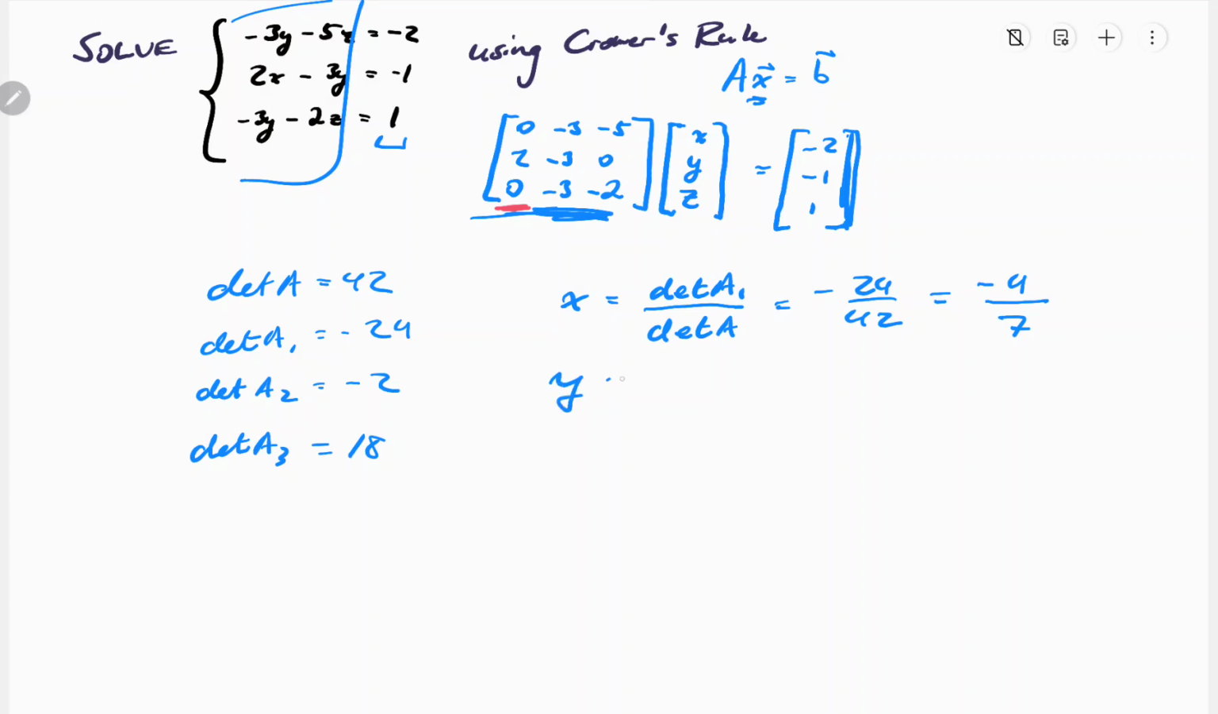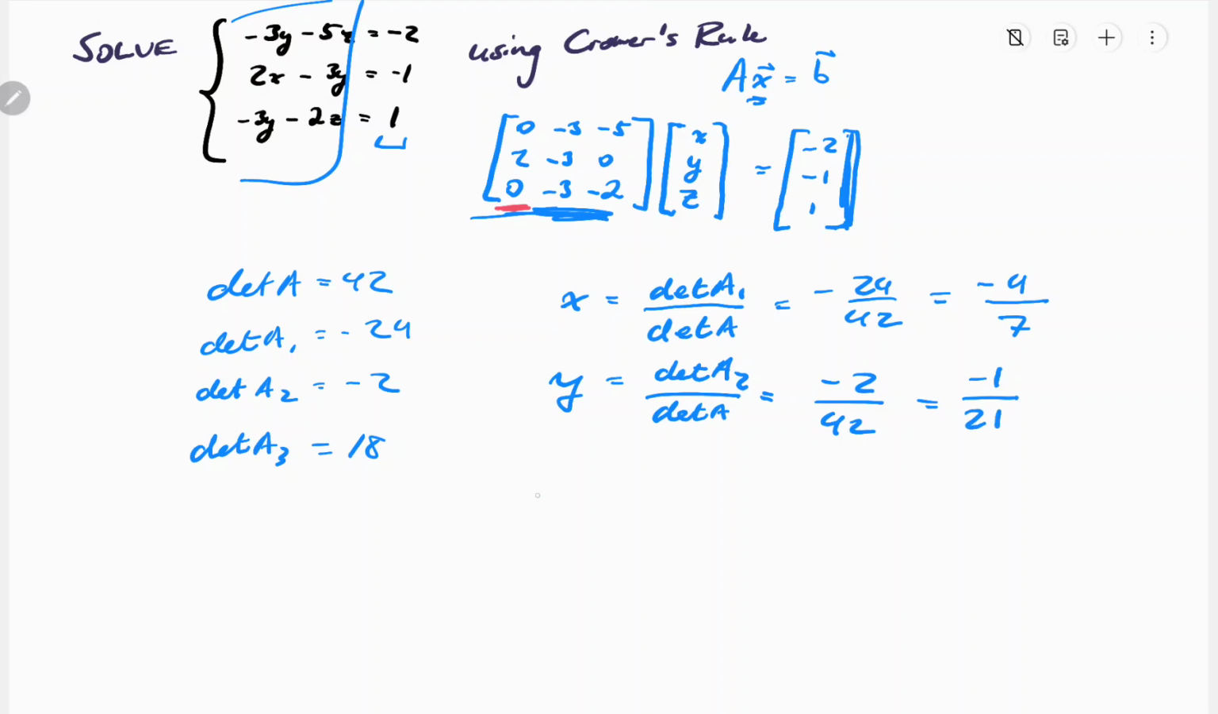So we can solve for y. We have the second new determinant, when we switch out the second column, divided by the original determinant. So we have negative 2 over 42. We can divide both the numerator and the denominator by 2 to get negative 1 over 21.